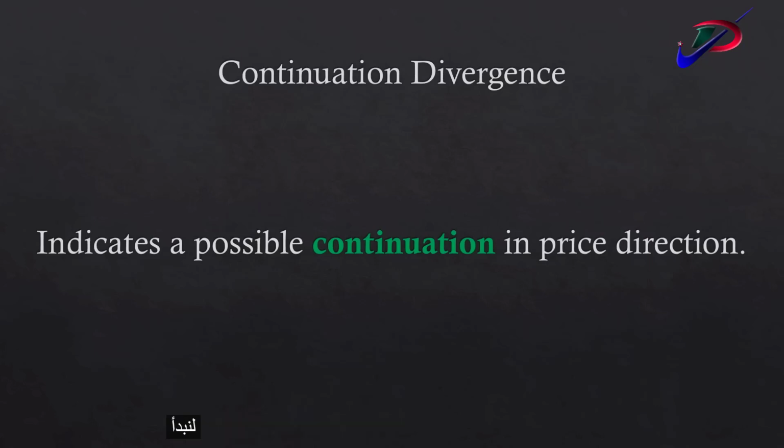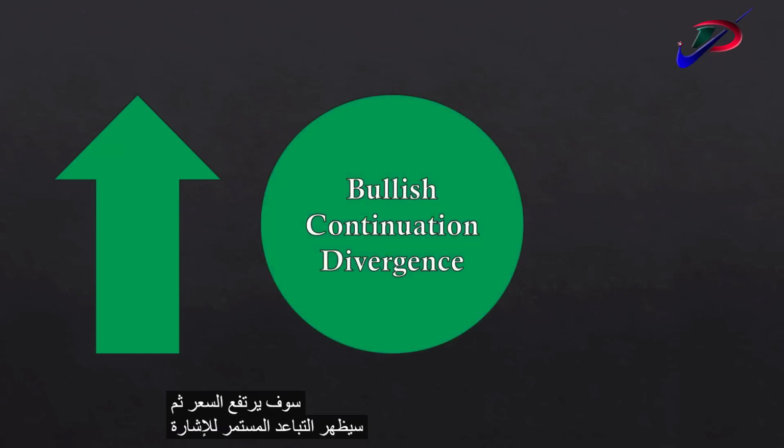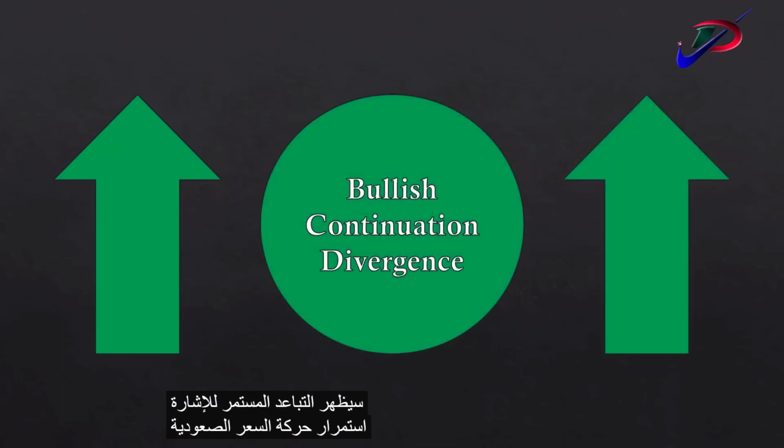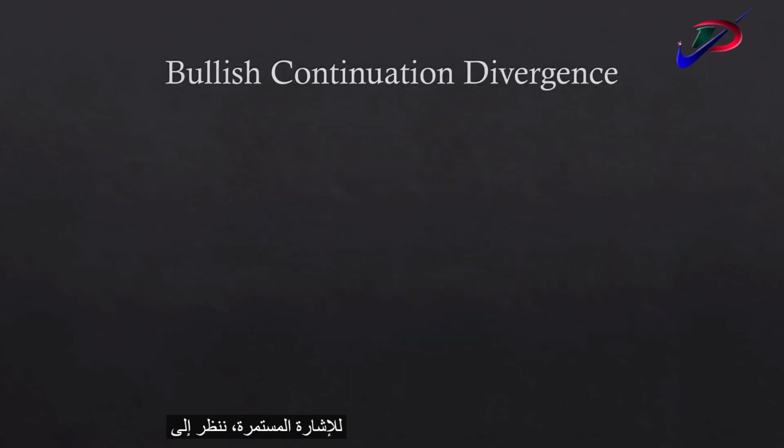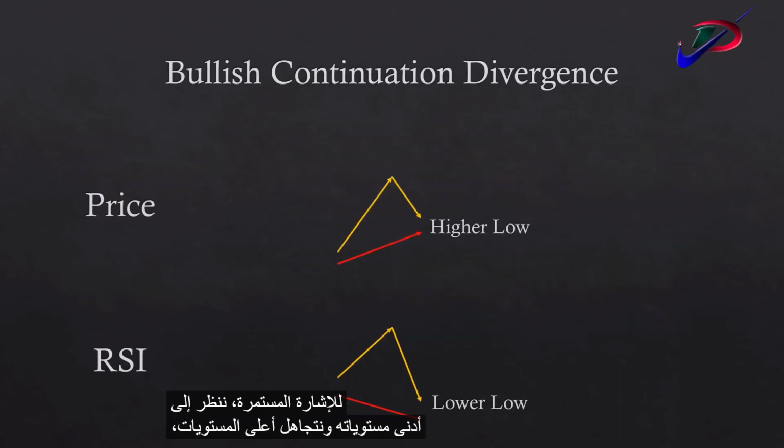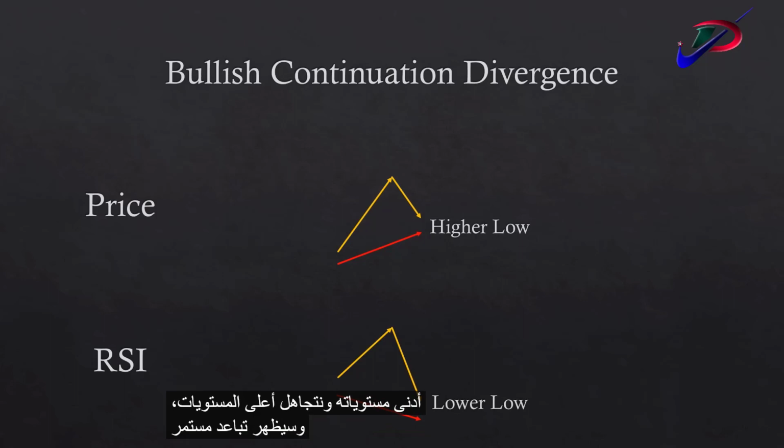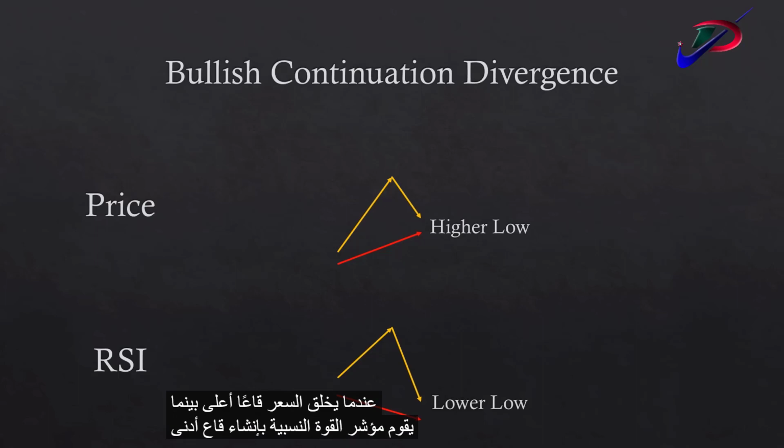Let's begin with the bullish continuation divergence first. In a bullish continuation divergence, price will be going up, then a continuation divergence will appear to signal a continuation in the upward price movement. For the continuation signal, we look at the lows and ignore the highs. A continuation divergence will appear when price creates a higher low while the RSI is creating a lower low.